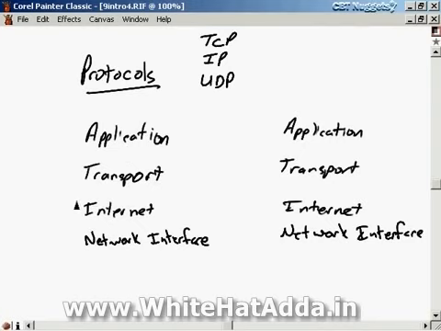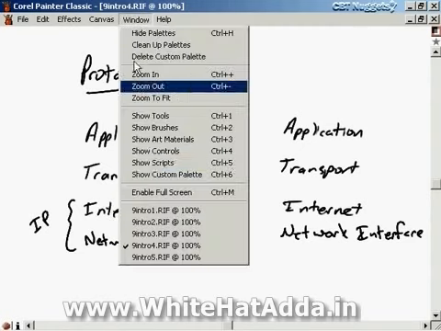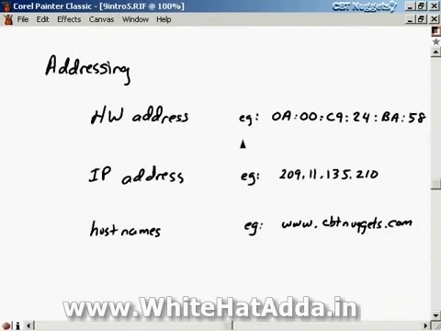Now down here in the Internet and Network Interface layer, this is where the Internet protocol is used. And up here in the Application and Transport layer, this is where either TCP or UDP is used. Now what helps the packets travel from one computer to the other computer in the network are what we call addresses. Those addresses range from hardware addresses to IP addresses to host names. The hardware address is the local address. This is the address of your Ethernet card, for instance.